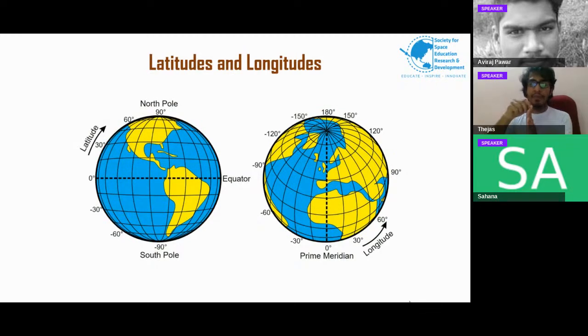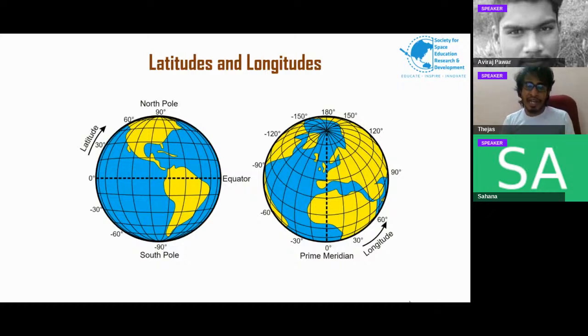And again, from the prime meridian, if we start going towards the west, the angles are measured in negative. That is, we start getting minus 30, minus 60, minus 90, and it goes all the way up to minus 180 degrees. We use these longitudes to come up with the time zones as well. As you all are aware, all countries don't follow the same timings. If it's 6 o'clock in the morning in India, it would be 6 o'clock in the evening in America. So in order to set the time zone of a particular country, we use these longitudes.